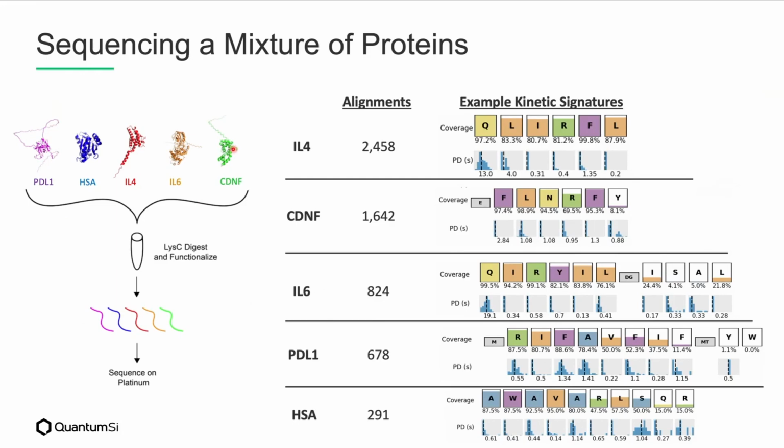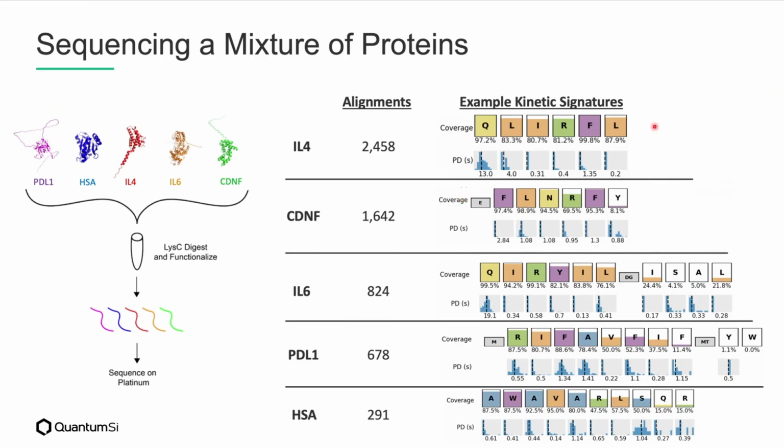All of these proteins were mixed at an equimolar ratio into a single tube and then digested with LysC, went through our standard library preparation process to functionalize them, and then were immobilized on chip and sequenced on Platinum. On the right-hand side, you can see an example of the total number of alignments that were achieved for each one of these proteins in the sequencing reaction, as well as example kinetic signatures of a single peptide from each one of these proteins.